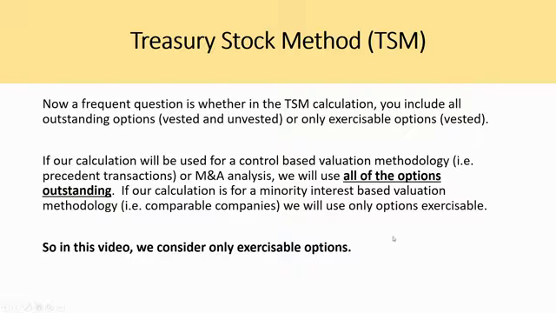Okay. Now, a frequent question is whether in the treasury stock method calculation, you include all outstanding options, which includes vested and unvested, or only exercisable options. And this is important. This is a huge question in investment banking interviews. If our calculation will be used for a control-based valuation methodology, i.e., precedent transactions or M&A analysis, we will use all of the options outstanding. If our calculation is for a minority interest-based valuation methodology, so a comparable companies analysis, we will only use options exercisable. So in this video, we will only use exercisable options.